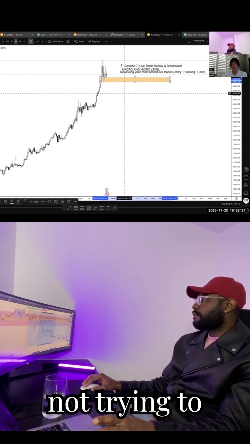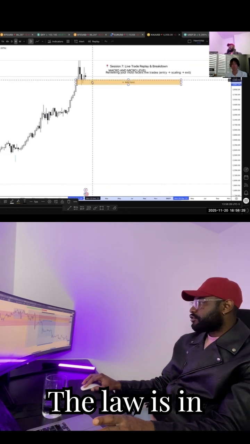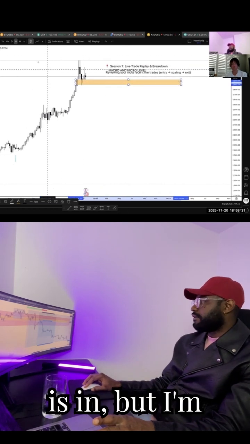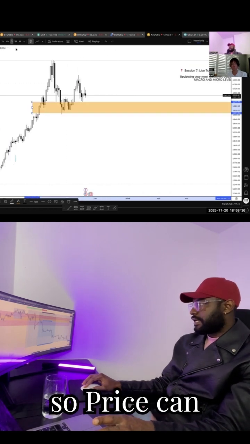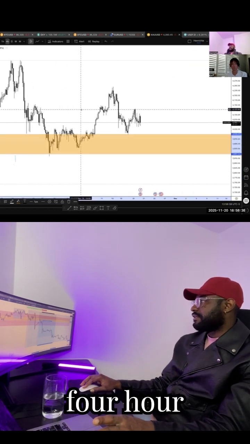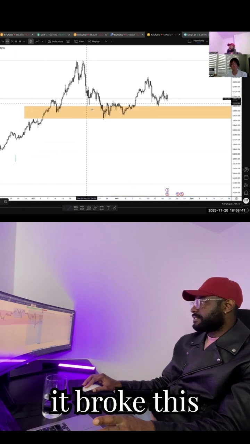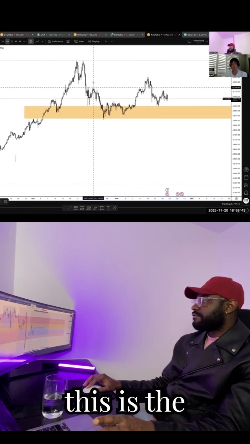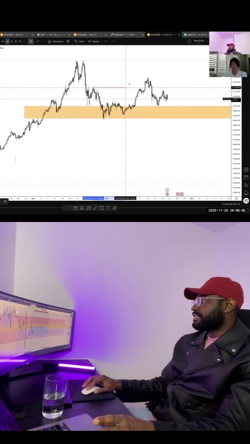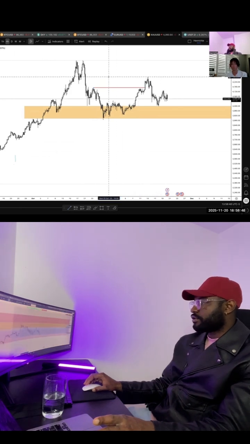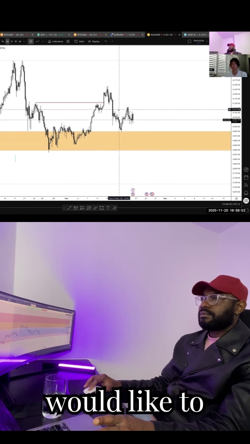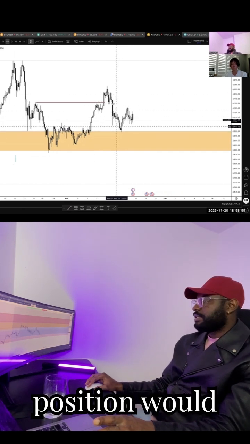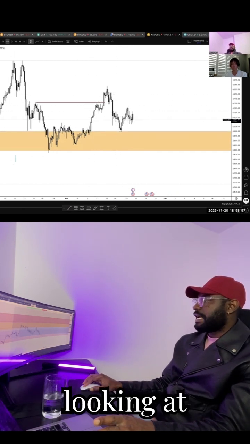Now, I'm not trying to predict that the low is in, even though I think the low is in. So price came, mitigated this position and broke a 4-hour high. This is the overall high. After it broke this 4-hour high, the only thing I would like to see from this kind of position would be a retest, right?